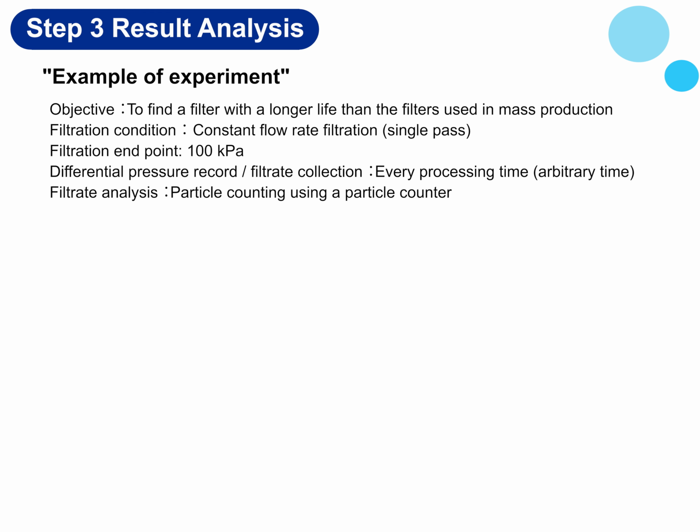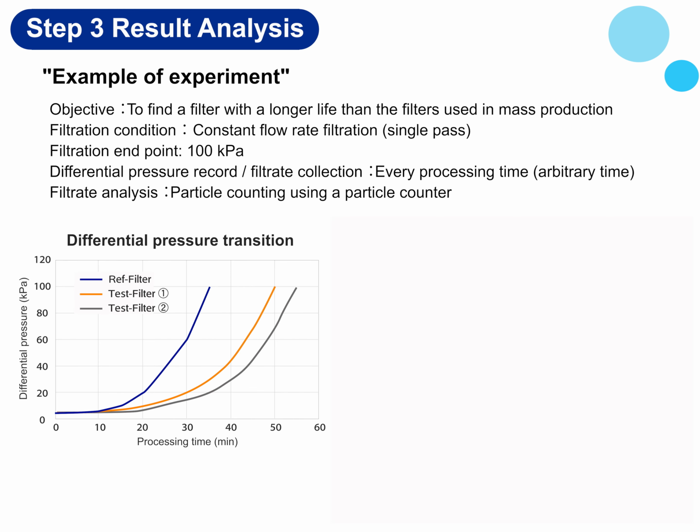Plotting the differential pressure for each treatment time, as recorded in the experiment, we can make this graph. Both of the two newly studied filters showed a slower increase in differential pressure than the reference filter, confirming that they can be used for a longer period of time. The differential pressure trend can also be analyzed by fitting a blockage model to determine how the filter is clogged. Please contact us for more detail on the blockage model analysis.